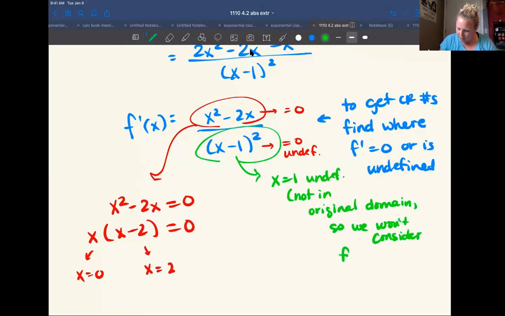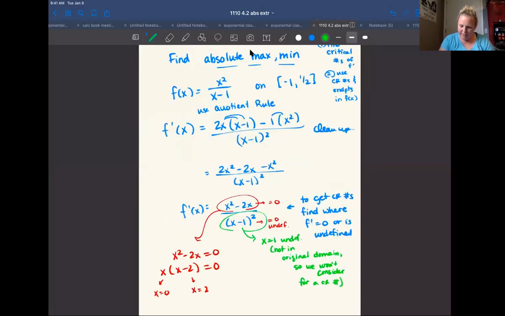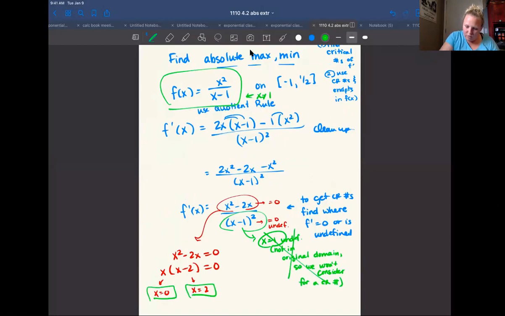for a critical number. I feel like I might have mentioned that yesterday, but in order for it to be a critical number, it has to actually be in the domain of the original function. And since 1 is not in the original domain, when we find it, we just don't use it; it's of no importance. There's an asymptote there for this particular function. So we found critical numbers of 0 and 2. And now we want to focus our thoughts on finding extrema in this interval from -1 to 1/2.